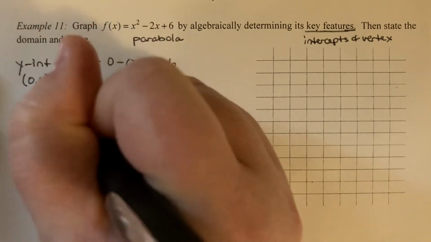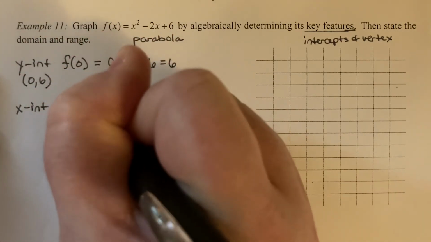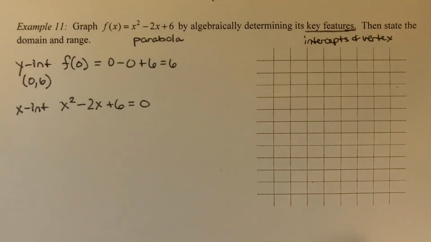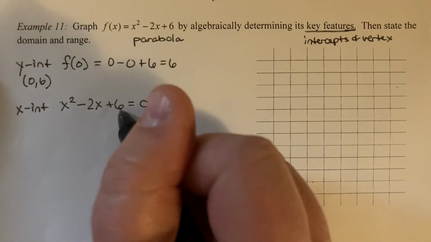X-intercepts is when you set the function equal to 0. It's the y value that's 0. And it's not too bad if we can factor. If we can't, then it's either complete the square or quadratic formula. But I think this, let's see, does it factor?